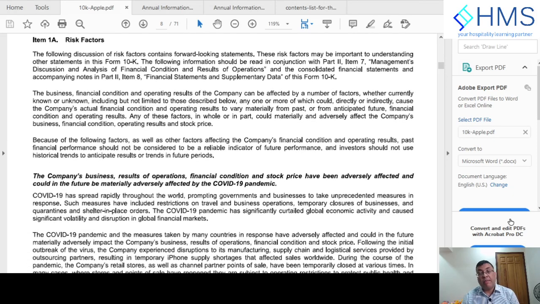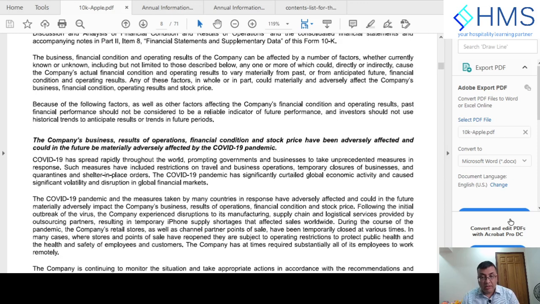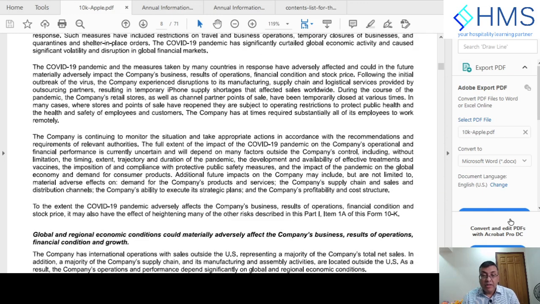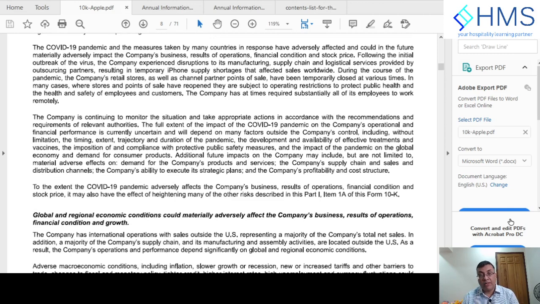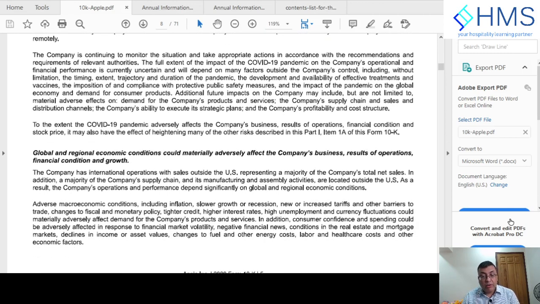There are general market related risks, but the company also tries to identify certain risks that are unique to them. Here, Apple has said that its business and financial stock prices could be materially adversely affected by the COVID-19 pandemic, and you can read about it in more detail. Then you have global and regional economic conditions that could materially impact the company.